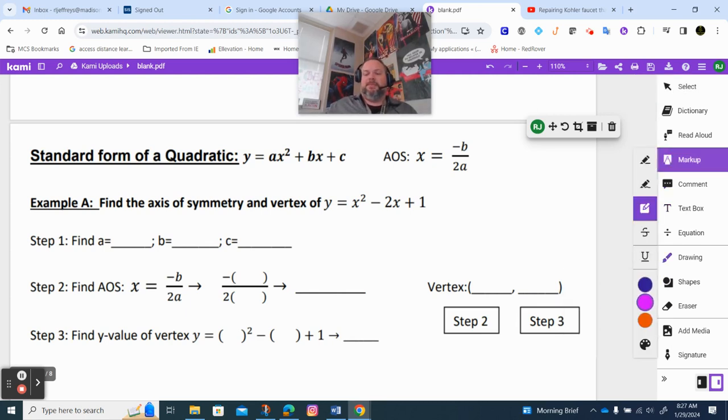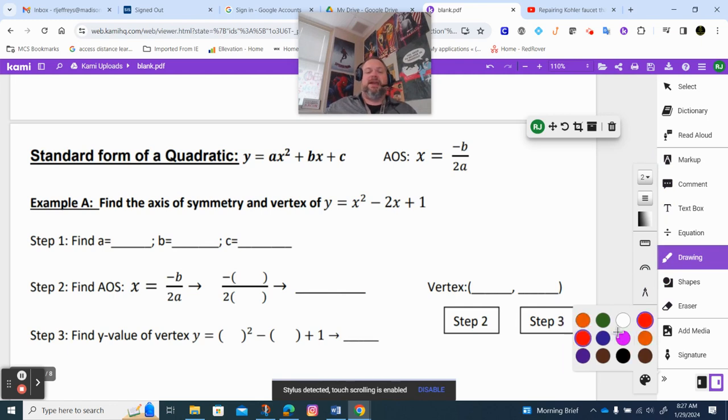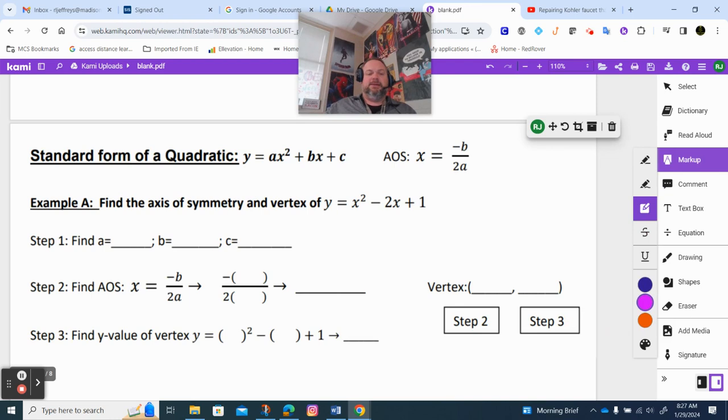All right, instead of A, H, and K, we have A, B, and C. A is the number that's in front of x squared. B is the number that's in front of x, and C is just the number without anything.